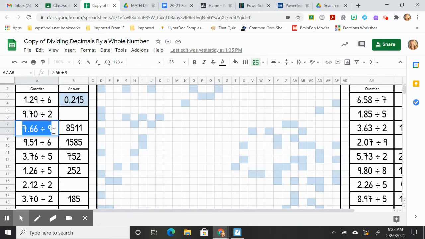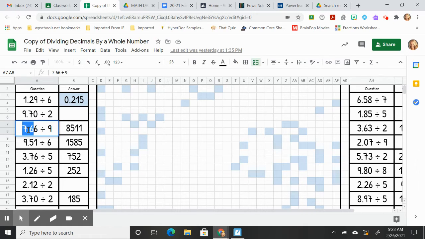If I tried to divide 7 whole by 9, I would not be able to get an answer that's 1 whole. I don't have enough to divide by 9 and still end up with a whole number as my answer. You cannot make a group of 9 if you only have 7. So you have to combine the 7 and the 6 together and think about how many groups of 9 you can make with 76. And the answer to that is 8.